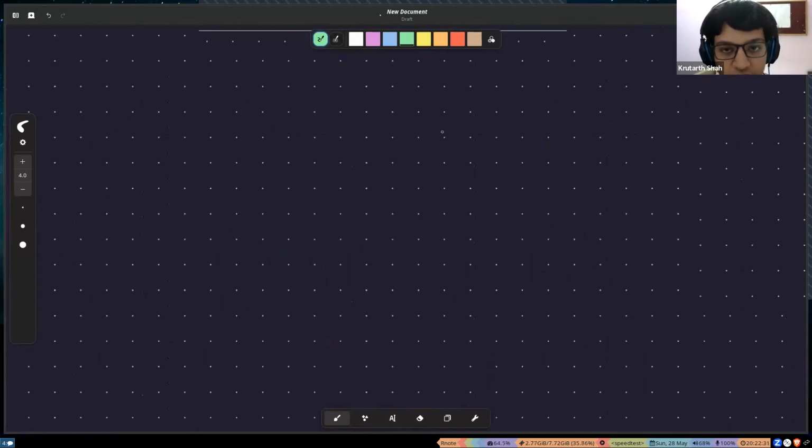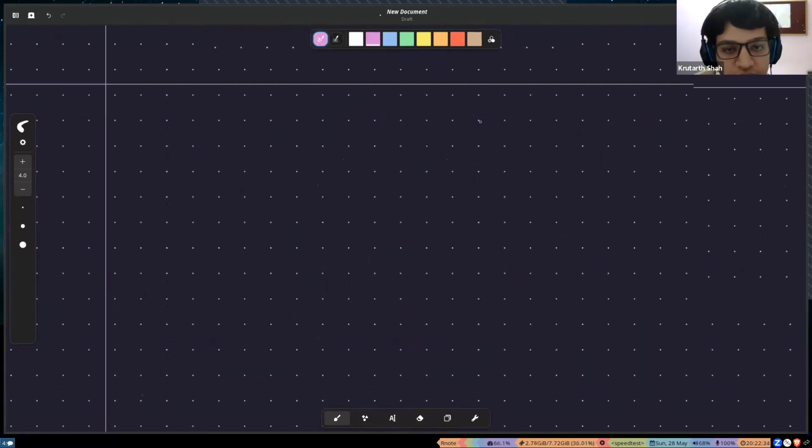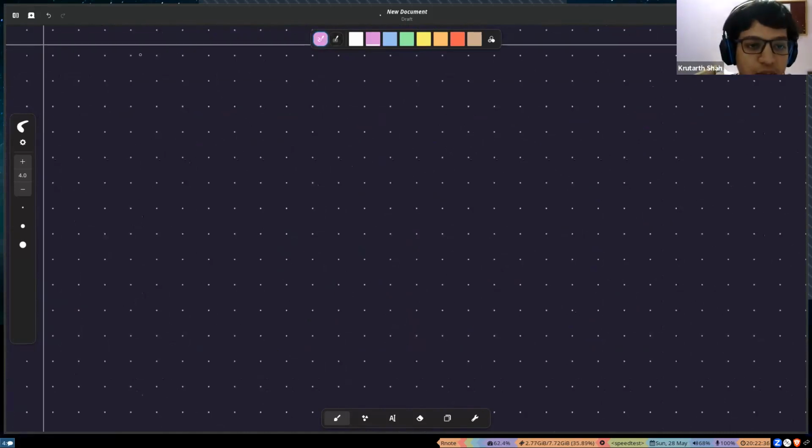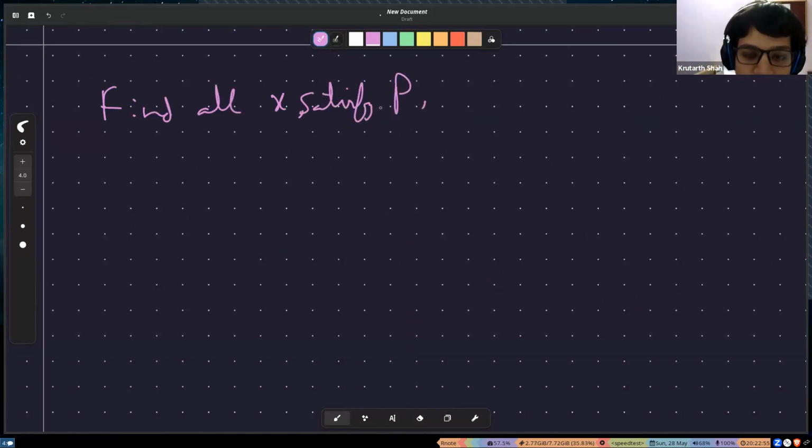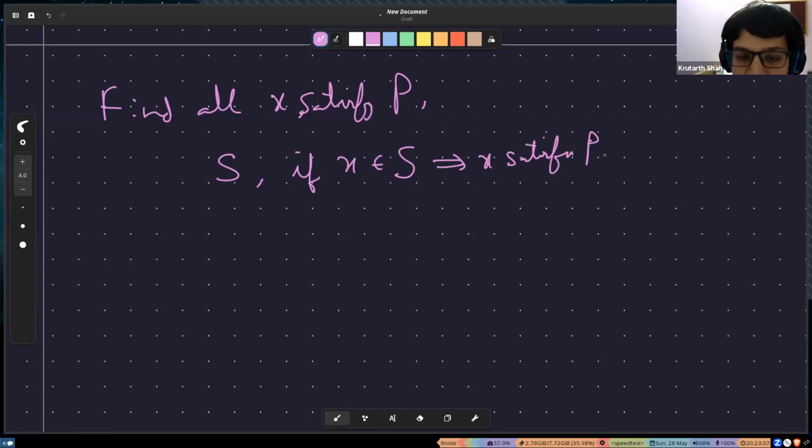Okay, so I guess I'll just talk about this. Remember the find all thing I said in the beginning: there are often problems disguised as two problems, so you will need to show two parts. Whenever I say find all x satisfying p, what I need to show is that I need to find a set S such that if x is in S, then x satisfies p.